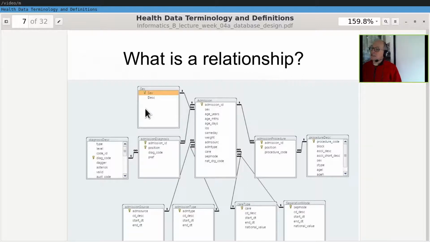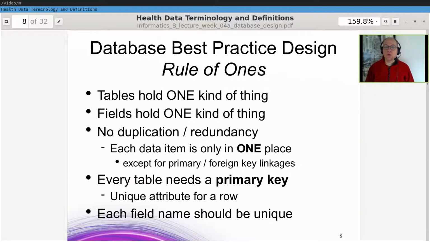Also, in a similar way, each table has one cardinality. Each line is one admission in this table. Each line is one sex. You don't try to cram multiple sexes or multiple admissions into the table. That was a problem with the previous assignment. We tried to cram 25 diagnoses into one line of the table. Not a smart thing to do. It had problems. Each table should hold one kind of thing. Fields should hold one kind of thing.